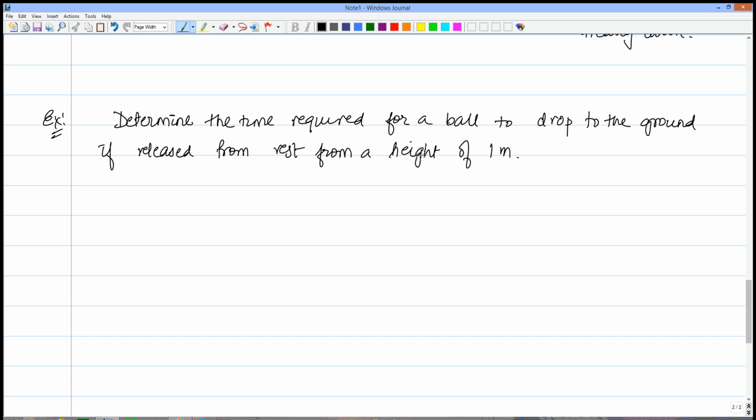Alright, so let's start a problem, and let's say that we're going to determine the time required for a ball to drop to the ground if released from rest from a height of 1 meter. Let's make it 4 meters instead. So we're going to drop something from a height of 4 meters, and we want to know how long it's going to take.